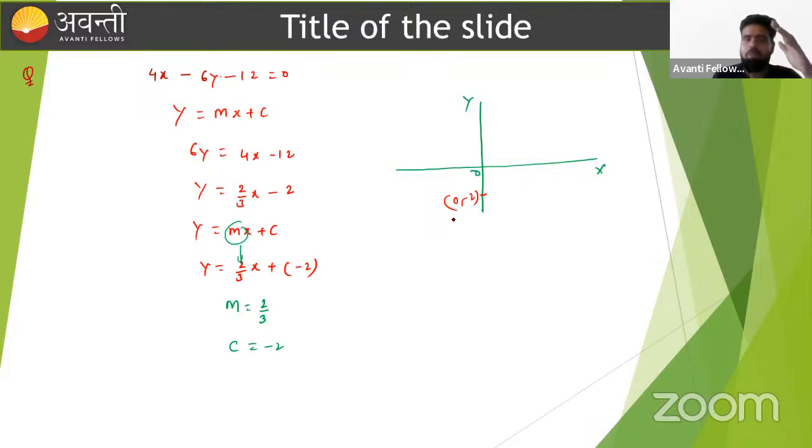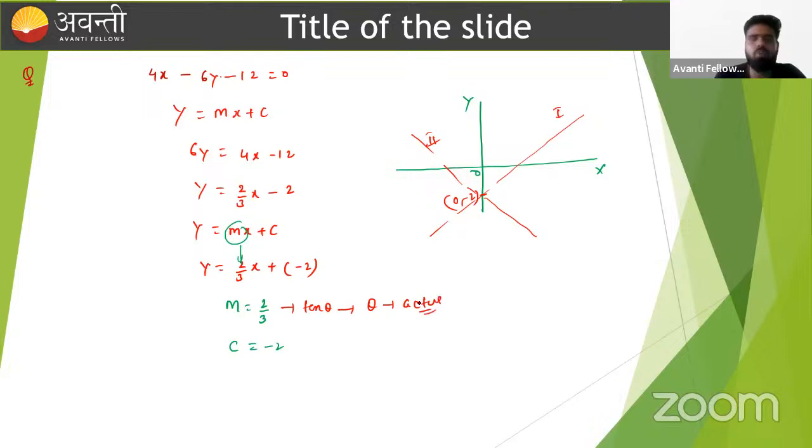Then how many possible lines can we draw from this point? See here. One is this one and another is this one. Am I correct, beta? Then how can we define which one is correct? Anybody? Very good, beta. We can take the help of slope. Here slope is positive. It means tan theta is positive. It means theta is acute.